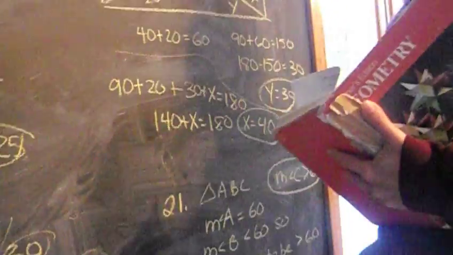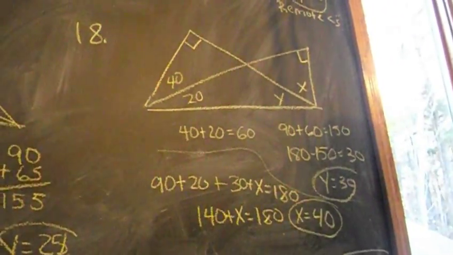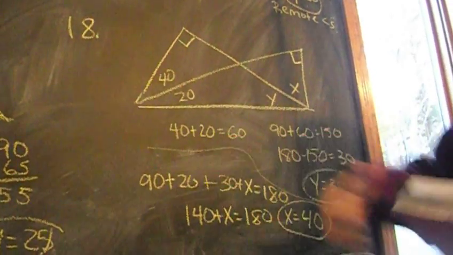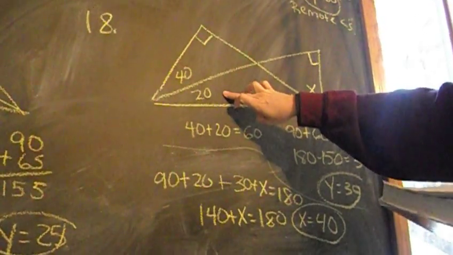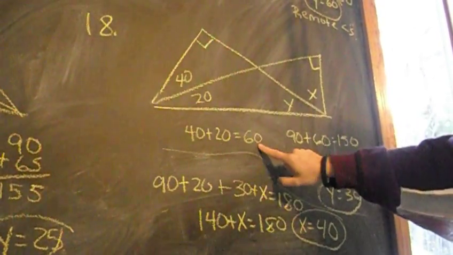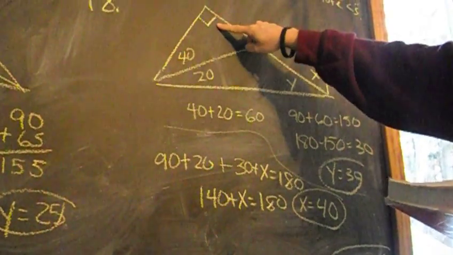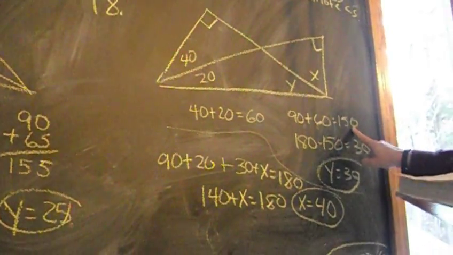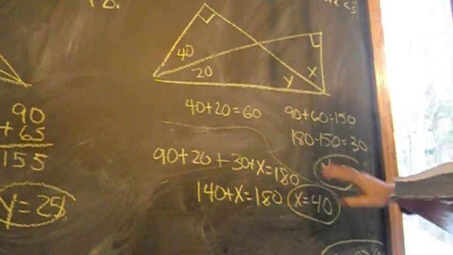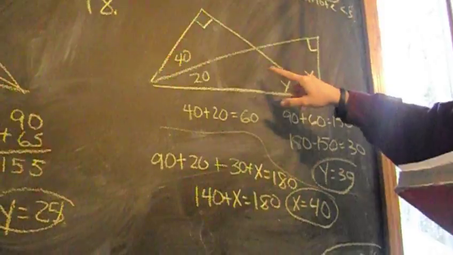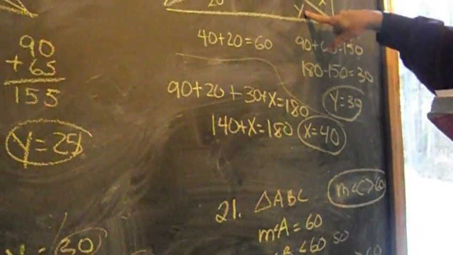Number 18, you're going to just kind of keep looking at it until you figure out which angles we're talking about. Over here, 18, I was given that this was 40 and this was 20. So 40 plus 20 equals 60. So that whole angle equals 60. That's 90. 90 plus 60 is 150. 180, the whole triangle. Triangles always equal 180 degrees. 180 minus 150, which is those two, is going to give me y. So y equals 30.